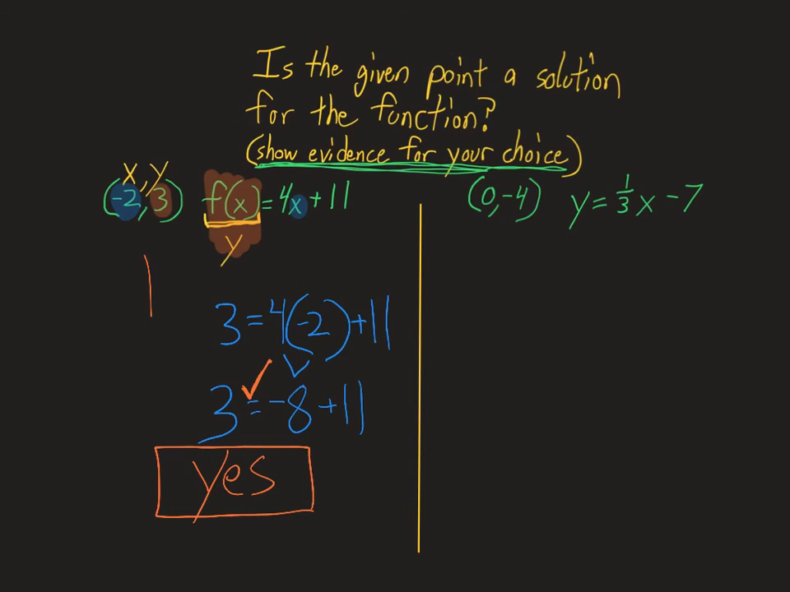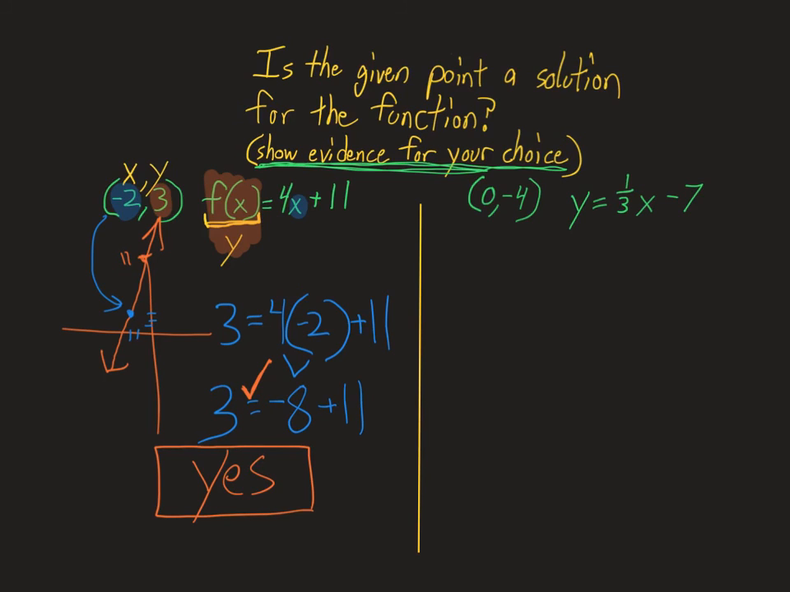Another way to say that is if we were to graph this function, whatever it would look like, it would start way up at 11 up here on the y-axis, and it has a slope of 4, so it's going to go upward. It's going to look something like that. And if we were to graph that point, -2, 3, we would go over to -2, up to 3, and that point would be on the line. That's another way to look at it. So it is part of the solution. It is a point on the line from that graph.